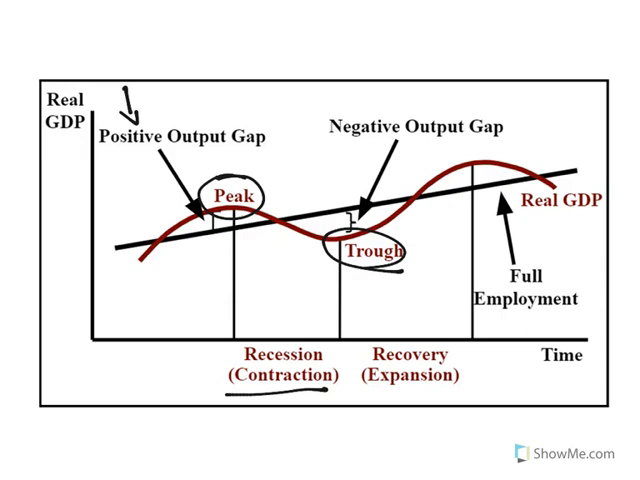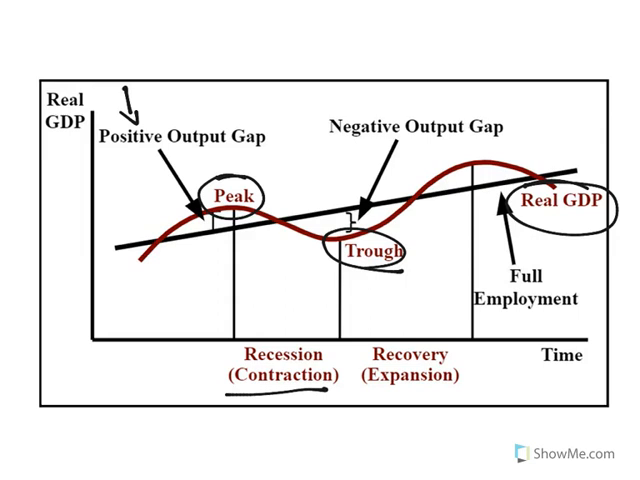And so neither positive or negative output gaps are a good thing for the economy. And so what we're trying to do is basically keep that black line increasing over time. We're trying to keep long run real GDP increasing. That's what we're trying to do, is to move this real GDP so that we can have sustained higher levels of output without having to deal with inflation and unemployment.